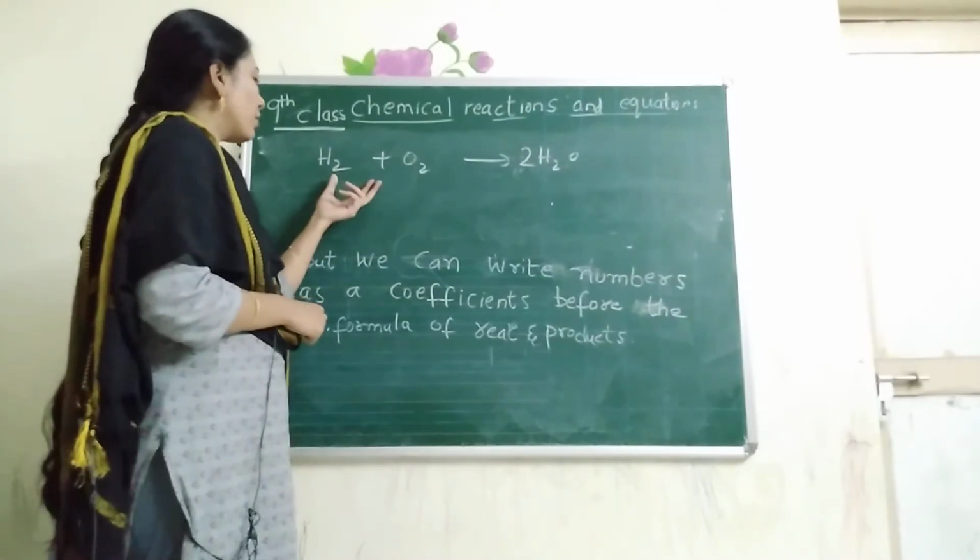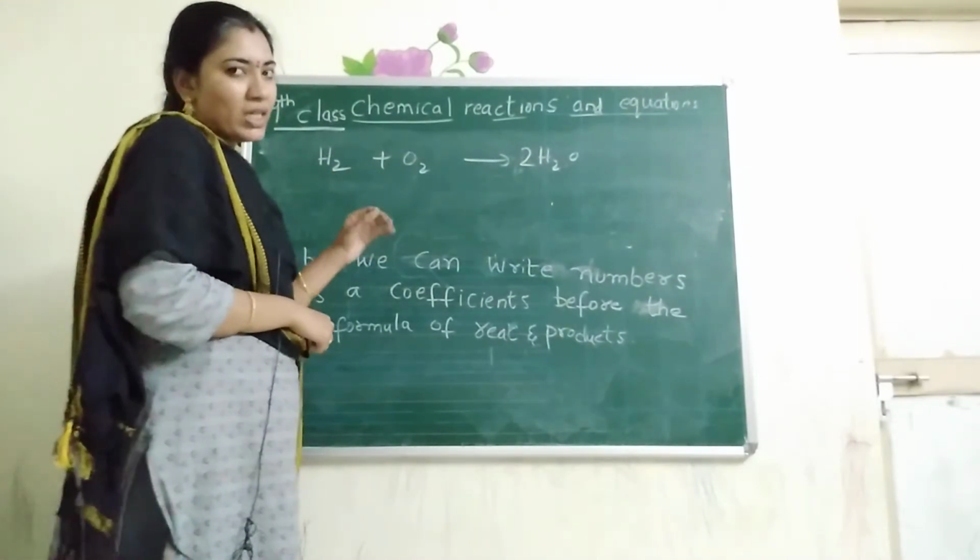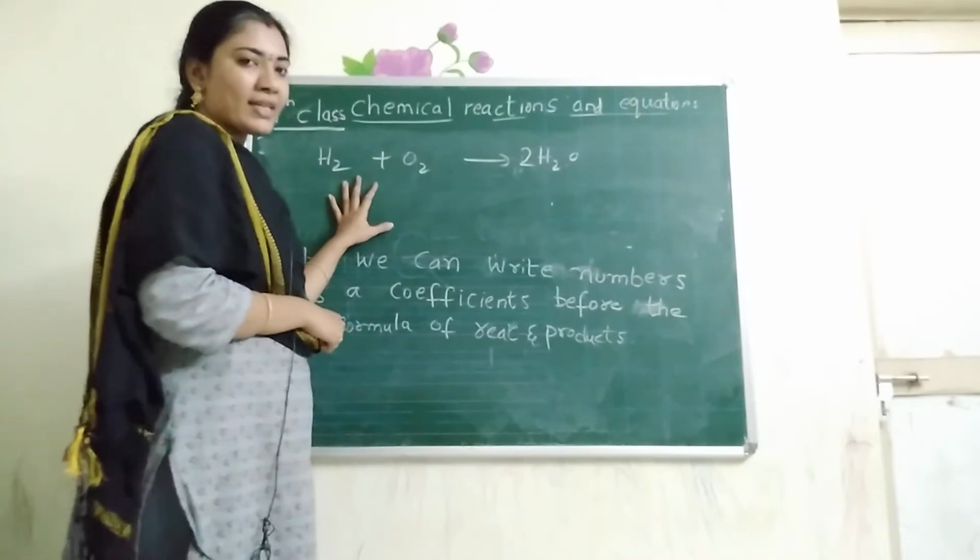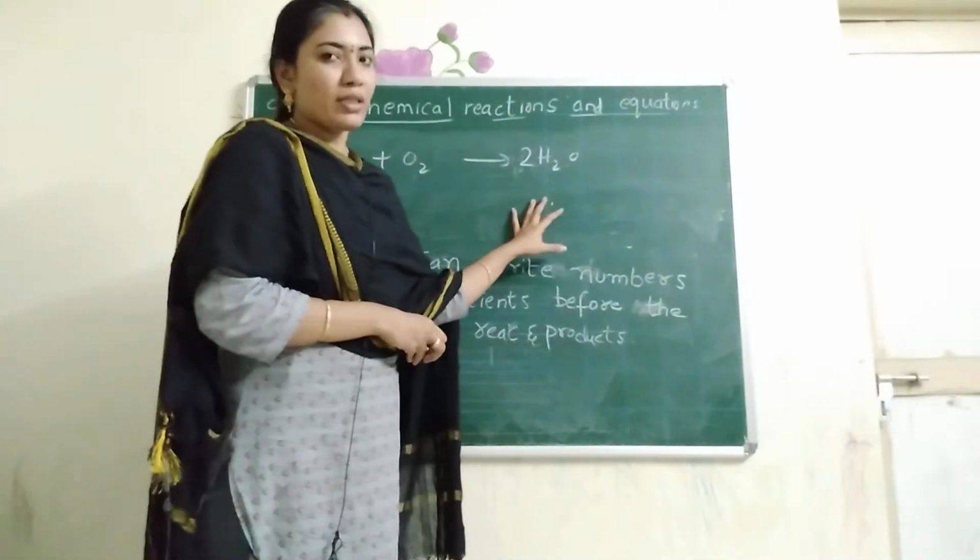The number of atoms in the balanced chemical equation: the number of atoms on the reactant side is equal to the number of atoms on the product side.